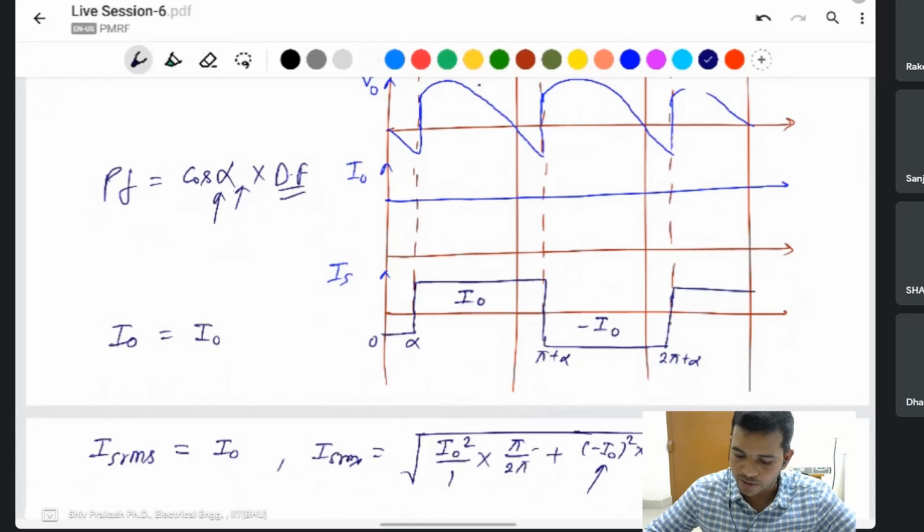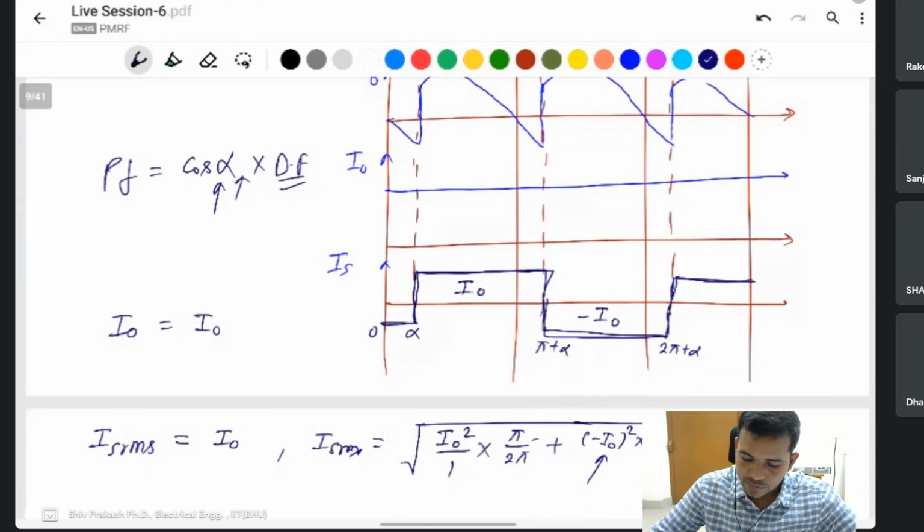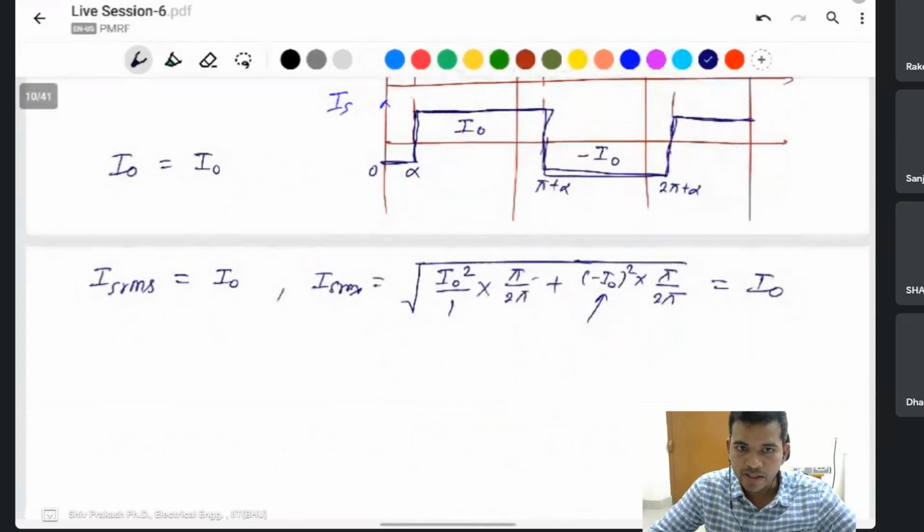You can do Fourier analysis of this form by finding an, bn, and a naught. A naught will be 0 because of the half wave symmetry. If you see, this one has half wave symmetry. It's a continuous signal with half wave symmetry, which means a naught will be 0. But an and bn you can calculate. But I will calculate in a shortcut.